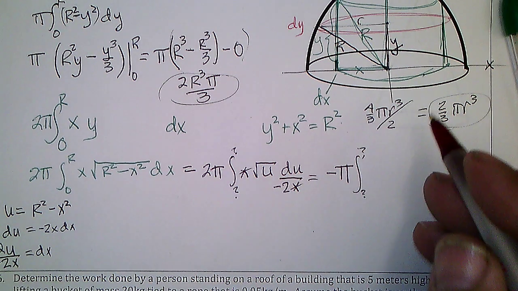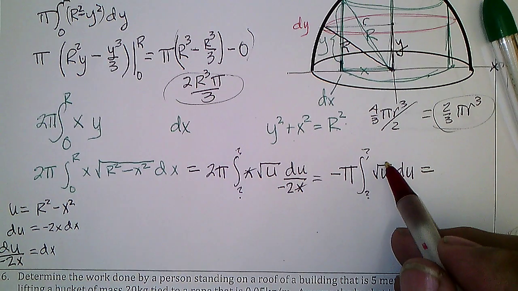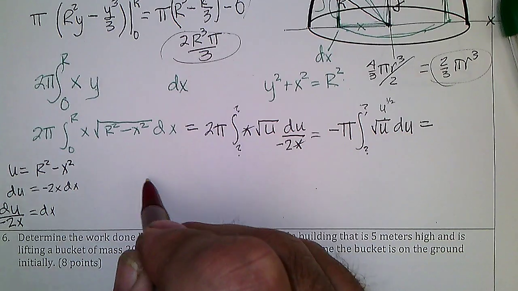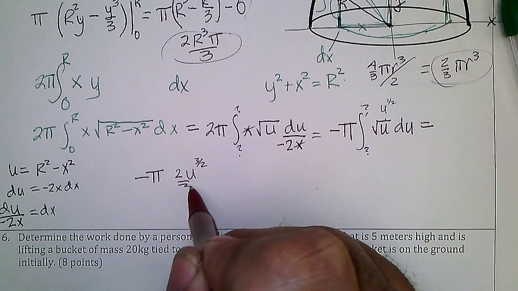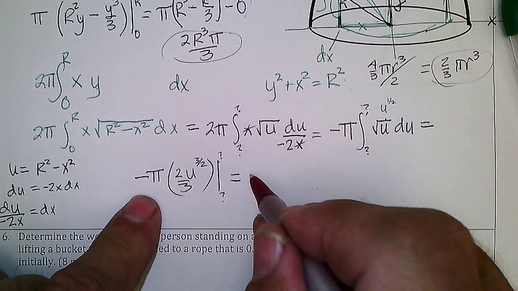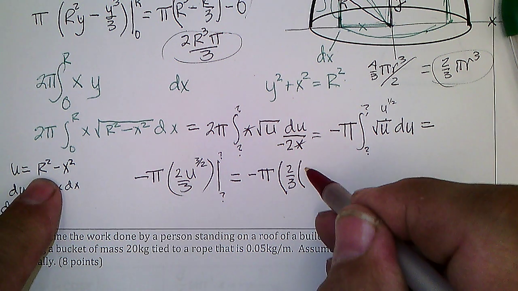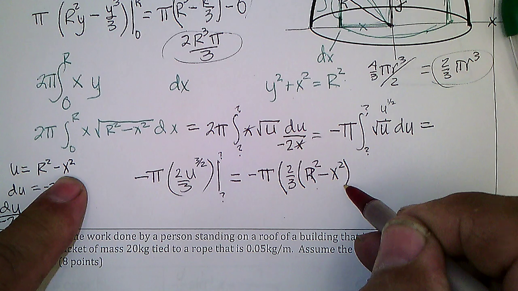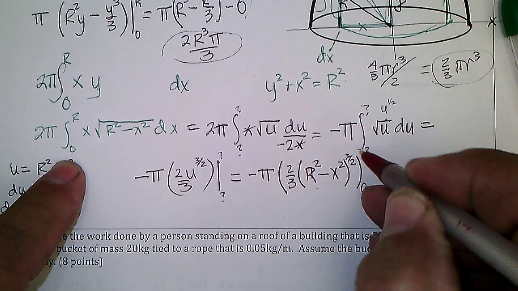Integral from something to something of square root of u du, and the square root of u would be u to the 1/2. I'd have to raise that by 1, so that's 3/2, and times 2/3, so I'd have minus pi u to the 3/2 times 2/3, evaluated from who knows to who knows. Switching back would be minus pi times 2/3. u was capital R squared minus x squared, and that would be to the 3/2, evaluated from 0 to capital R.